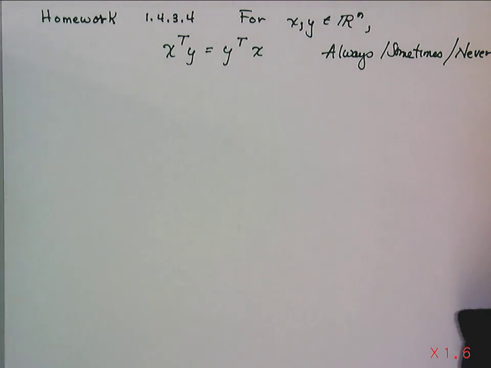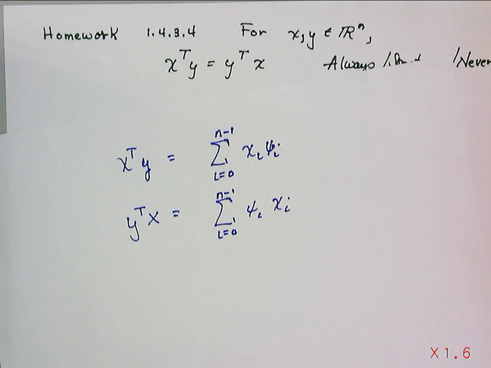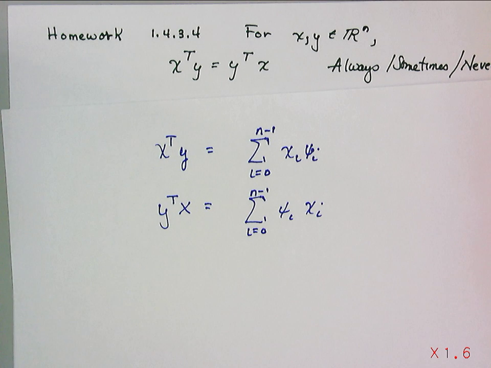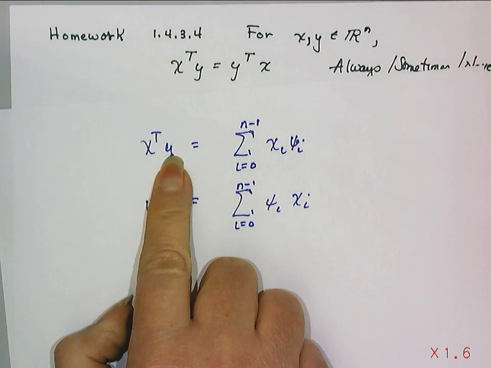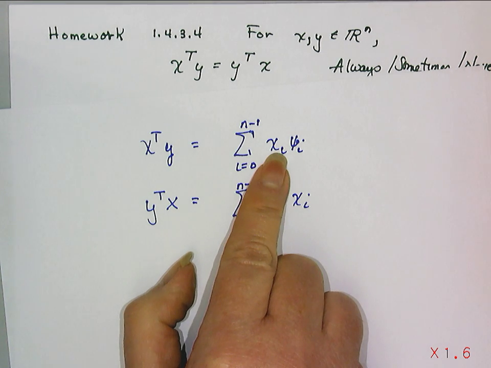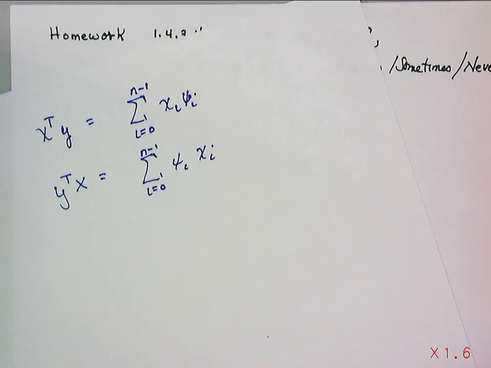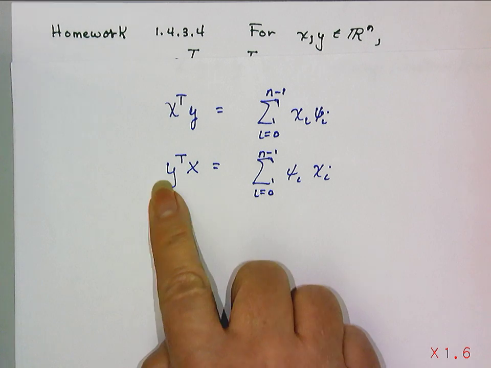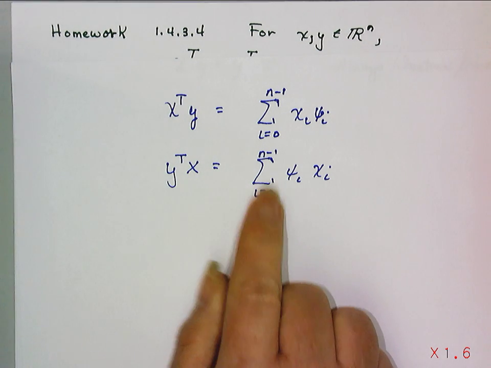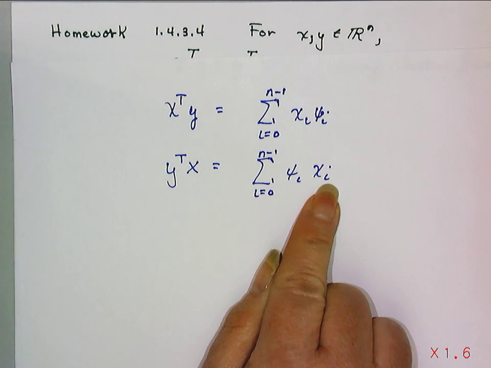What I end up doing is trying to figure out what this notation actually means, and I use some scratch paper and I write out what the dot product of x with y actually is. It's the sum from i equals 0 to n minus 1 of the components in x times their corresponding components in y. The dot product of y with x is the sum from i equals 0 to n minus 1 of psi i times chi i, the component in y times the corresponding component in x.